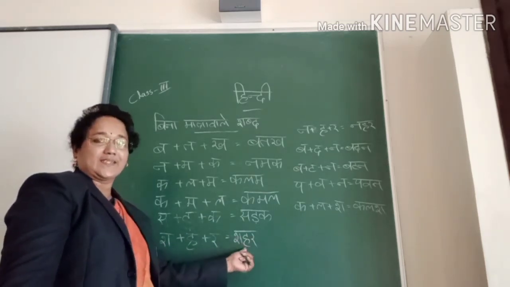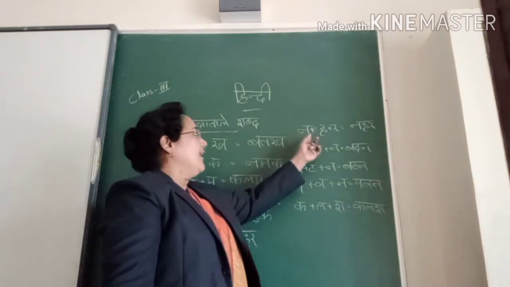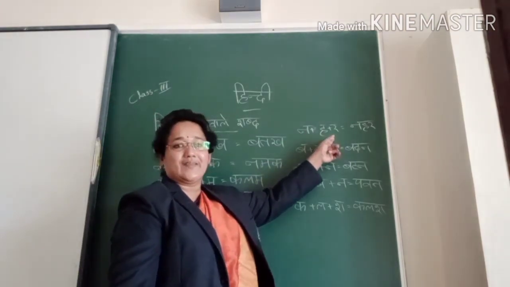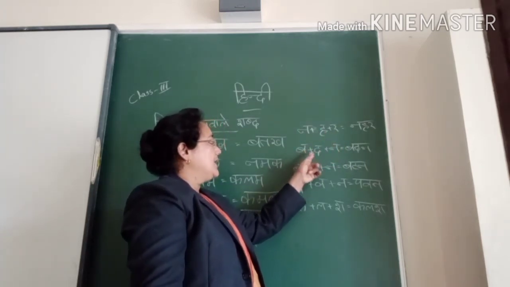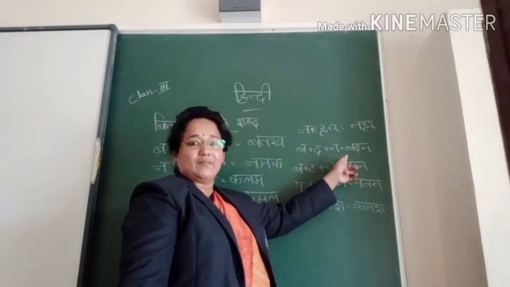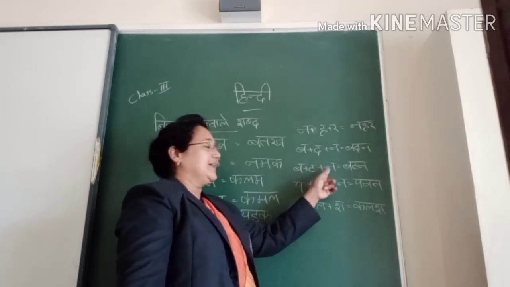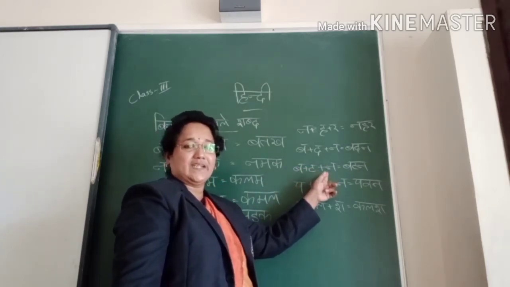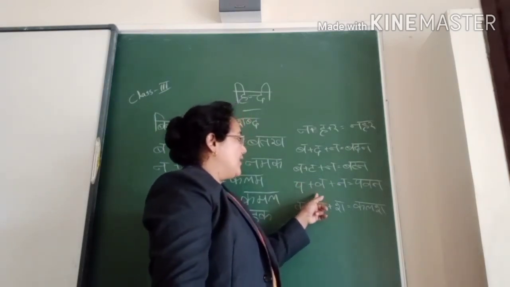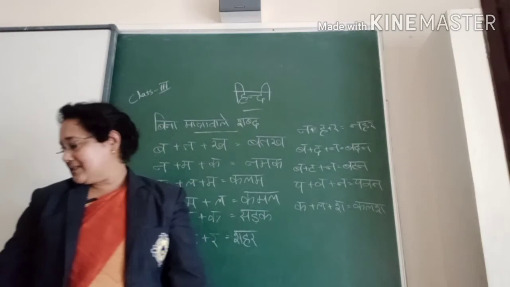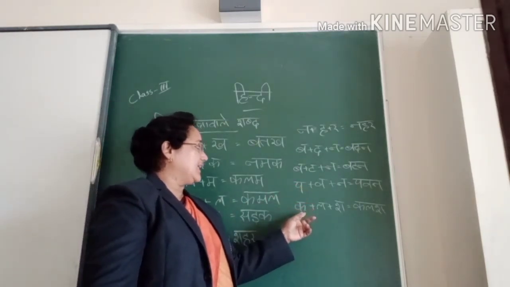Next shahar. Three letters. Shahar. What is shahar? City. Very good. Nahar. What is the meaning of nahar? Canal. Next they go badan. What is the meaning of badan? Body. Good. Button. Button is what? Button only. Next they go pavan. What is the meaning of pavan? Wind.